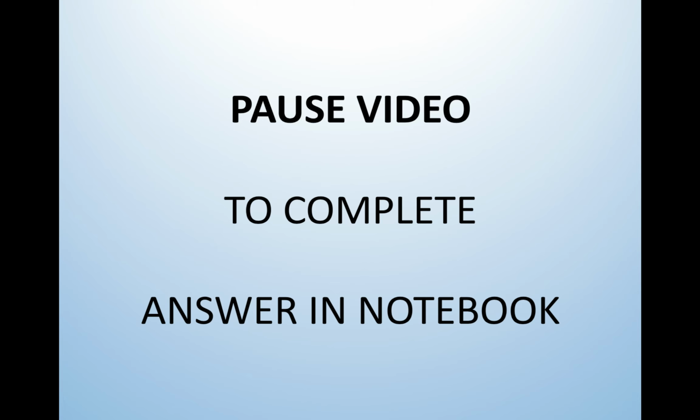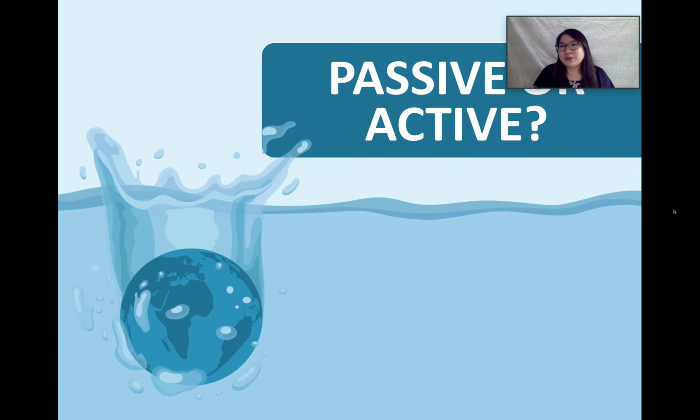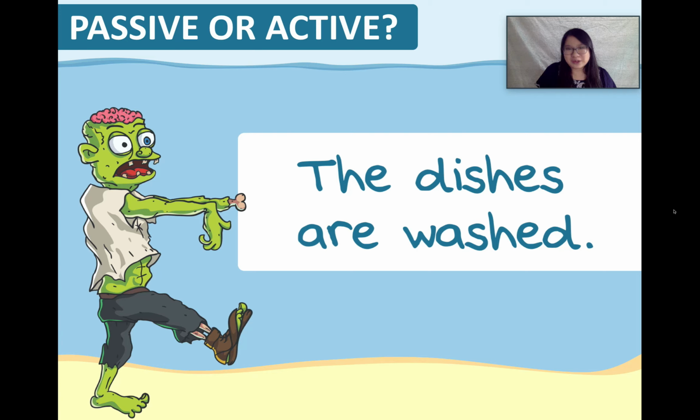Now, I'm going to show you a trick to check if a sentence is passive or active. The best way to check if a sentence is passive or active is to add the words by zombies. If it makes sense, it's passive. If it doesn't, it's active. Let's try with this sentence. The dishes are washed by zombies. This is a passive voice.